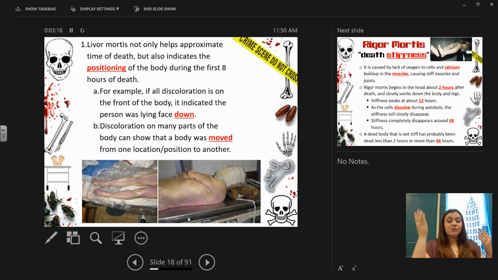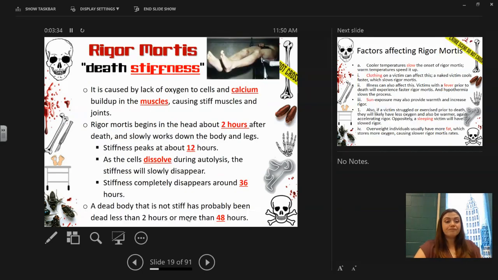If there's color all over, like some color on this side of their face, some on this side of their chest, and some on their side, then they have been moved and placed in different areas and the blood started to settle there. So that is telling you, obviously, something has occurred that would not normally be occurring for the blood to be moving around like that after death.